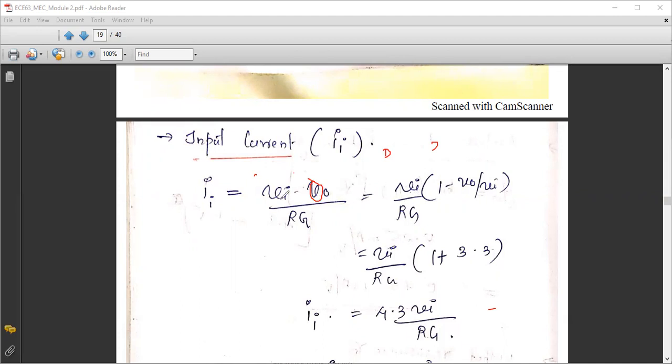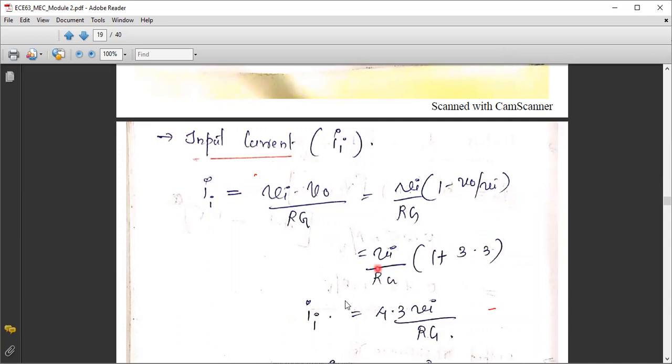So what you have to do is, I'm taking Vi outside. You can take down the equation. I'm taking Vi outside from the numerator. So when you are taking Vi outside from the numerator, what will happen? Here you will have 1 minus V naught by Vi. V naught by Vi is nothing but your gain. What is the gain that you got? It was negative 3.3 from the previous analysis. So 1 minus negative 3.3 will become 1 plus 3.3. That is 4.3 into Vi by Rg. Understood?